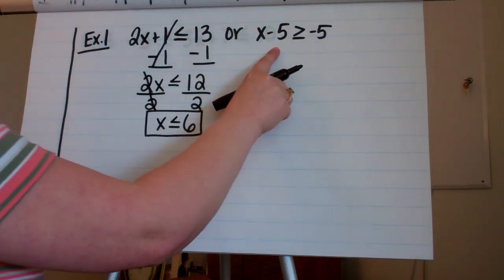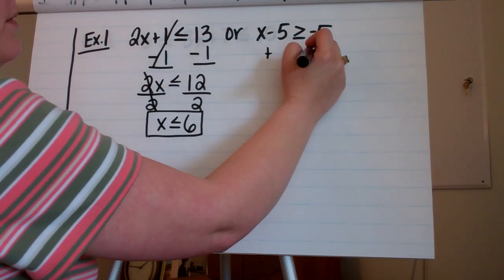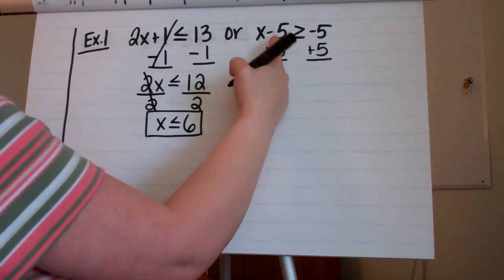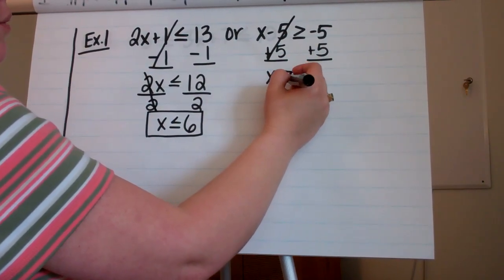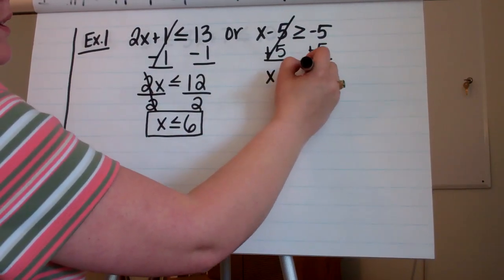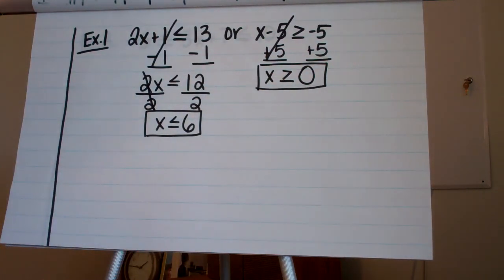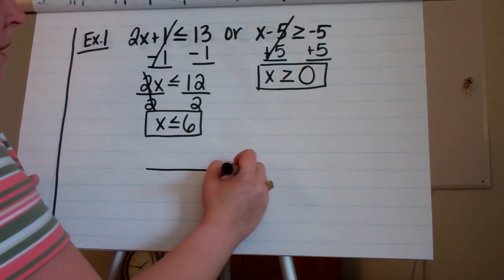Now I'm going to do the same thing over here. The opposite of subtraction is addition. So I'm going to add 5 to both sides. That's the same thing. So that's going to give me x is greater than or equal to negative 5 plus 5, which is also 0. So that's the second part. So now I'm going to graph these on the same number line, one at a time, just like I did before.